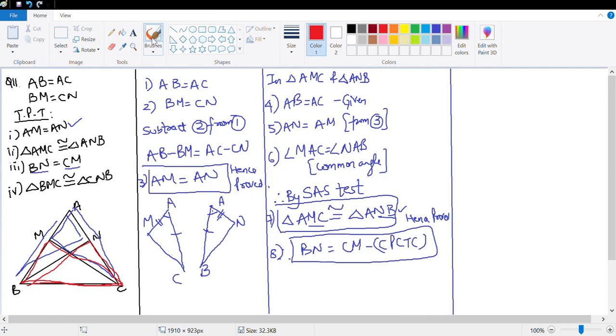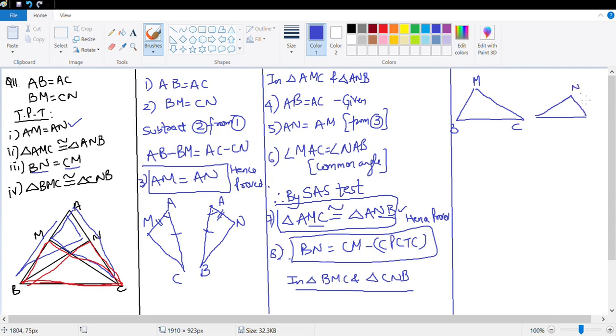So in triangle BMC and triangle CNB, let's draw these two rough triangles separately. This is M, this is B, this is C, and this is N, C, and B. So BC and BC are equal. BN and CN are equal. Done. Is MC equal to BN?